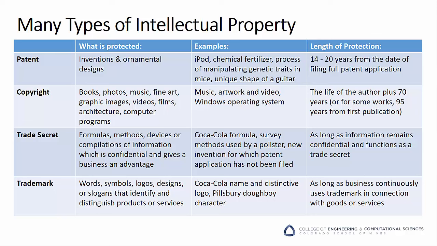Trade secrets are an often underappreciated form of intellectual property. Formulas, methods, devices, or compilations of information can be protected as a trade secret for indefinite amounts of time. Coca-Cola's formula is one famous example of a trade secret. Finally, trademarks protect words, symbols, logos, designs, or slogans that identify and distinguish products or services. A trademark's good until a business ceases to use it.